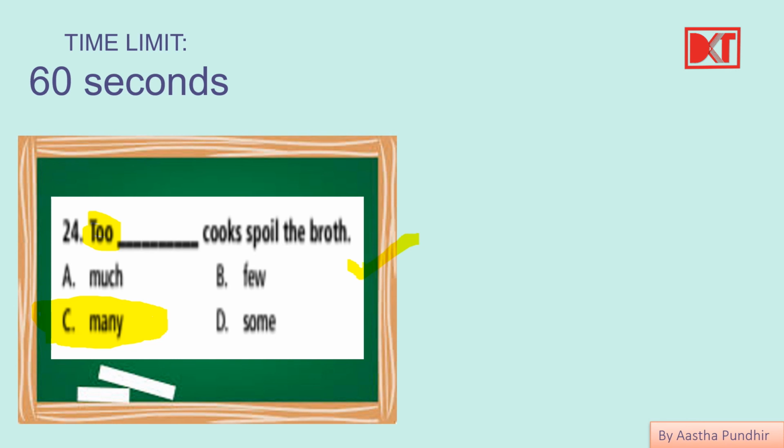Alright. And also cooks is a countable noun. You can count the number of cooks, right? That's why we're using many. With too we use many, not some or few. Okay? And much is used with uncountable nouns. Some is also usually used with uncountable nouns. Okay?